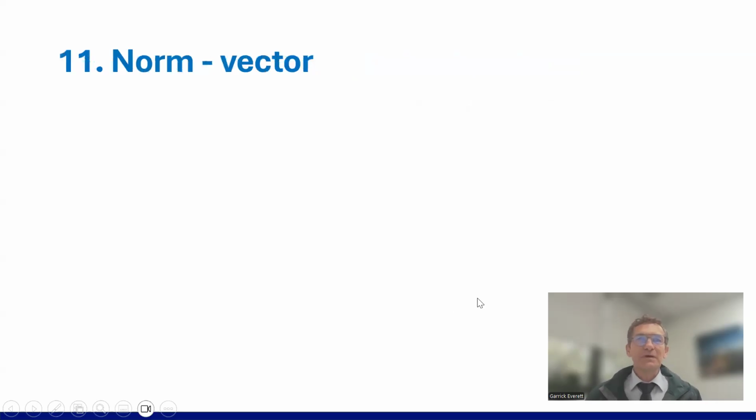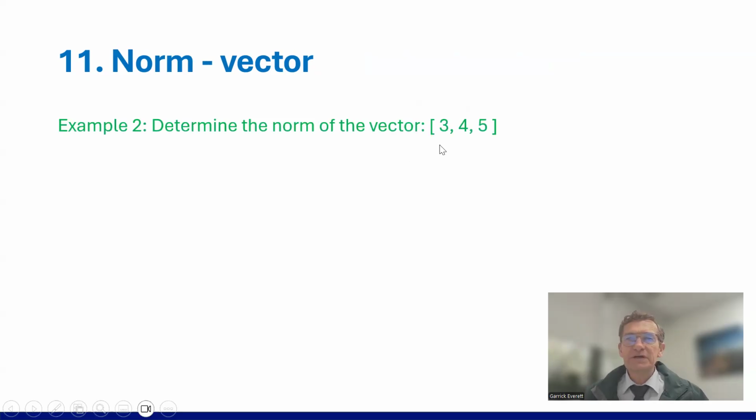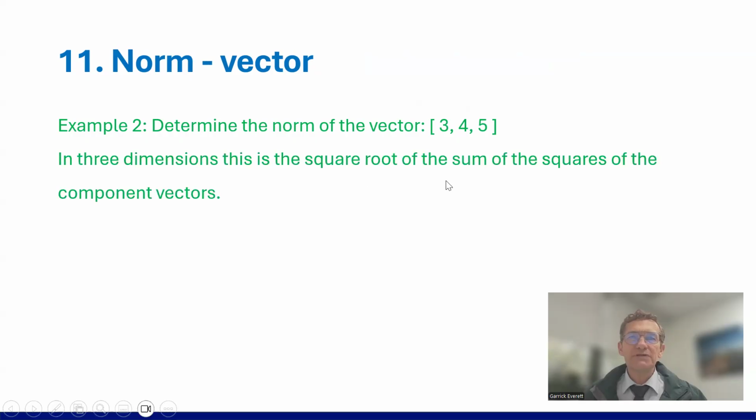Let's go. Okay, so the norm of a vector, and I've put some of these formulas onto the last page of the assessment. So determine the norm of the vector 3, 4, 5. This is very straightforward, just having Pythagoras in your head for it. In 3 dimensions, this is the square root of the sum of the squares of the component vectors. So you're just going to square each of them and square root the whole lot.